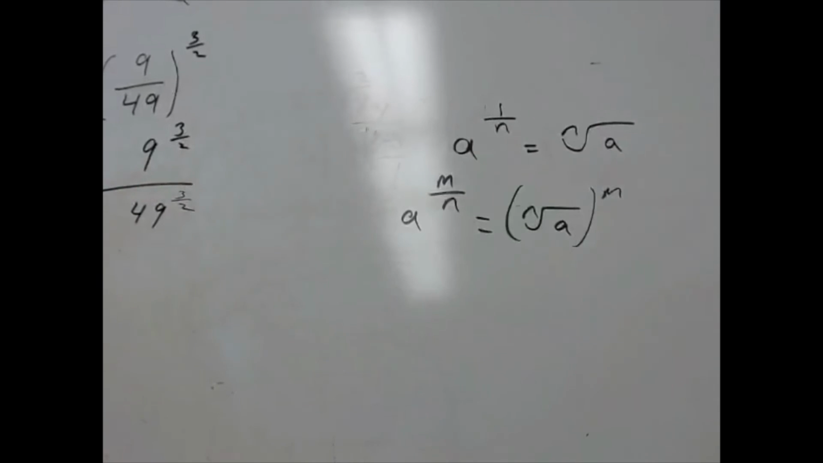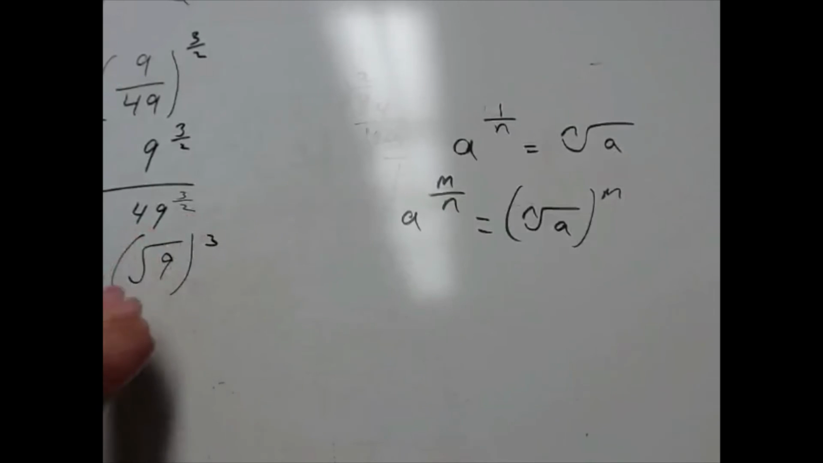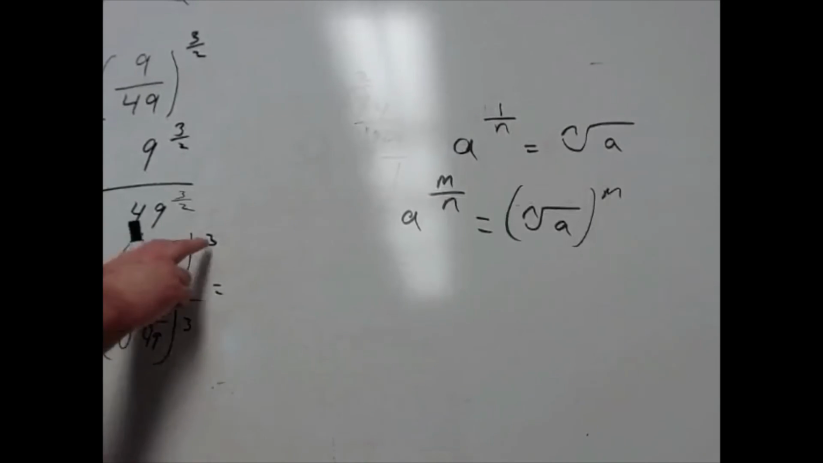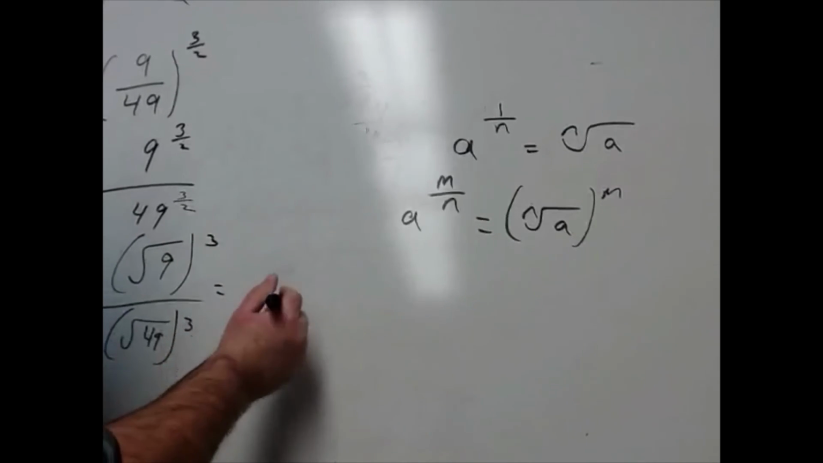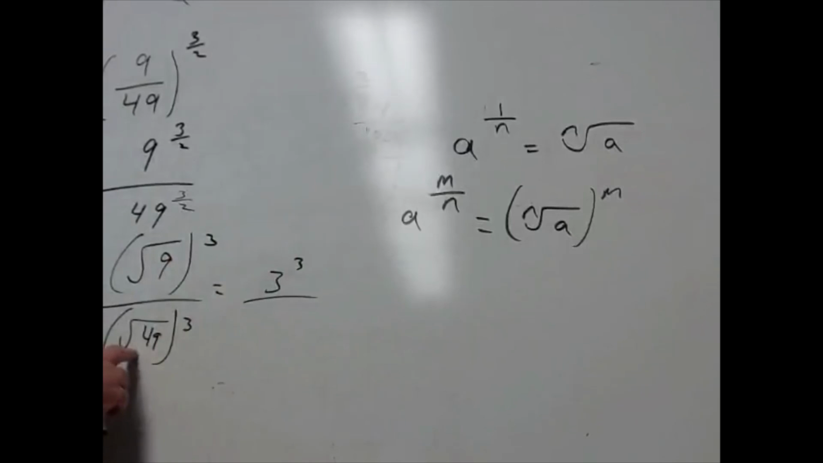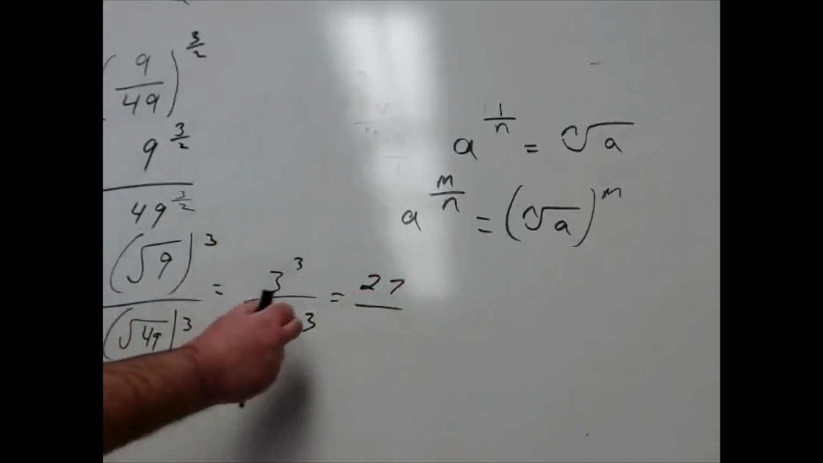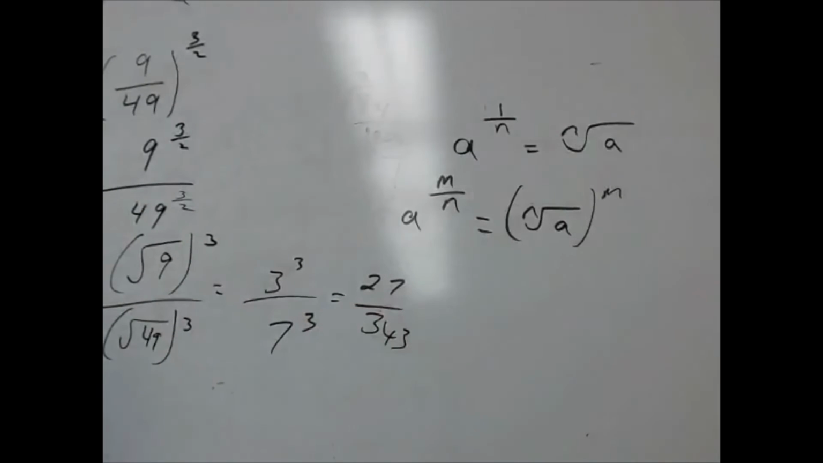9 to the 3 over 2 is going to be the square root of 9 cubed. 49 to the 3 over 2 is going to be the square root of 49 cubed. Square root of 9 is 3, so this becomes 3 cubed. Square root of 49 is 7, so this becomes 7 cubed. So I just evaluate 3 cubed, which is 27, over 7 cubed, which is 343. All right, and that covers fractional exponents.